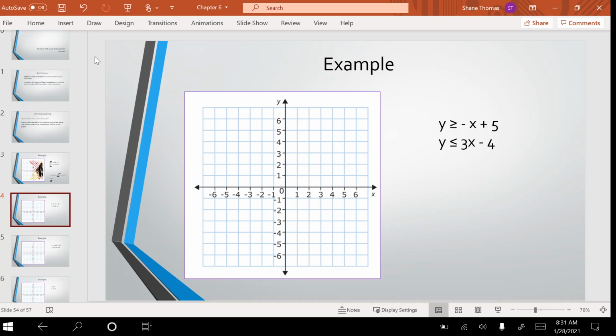So this one here, y is greater than negative x plus 5. y is less than or equal to 3x minus 4. All right, let's do it the same way as we did last time. Graph the first line. Is it going to be solid or dotted? Solid. It's going to be solid because it has an equal sign underneath, correct? Go ahead and graph that. My y-intercept is 5. My slope is negative 1, so it's down 1 over 1.